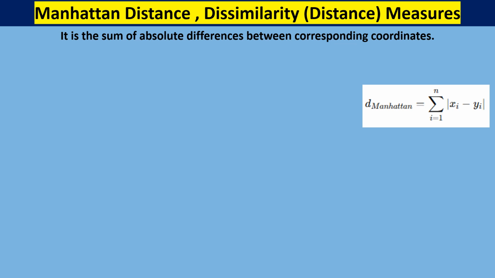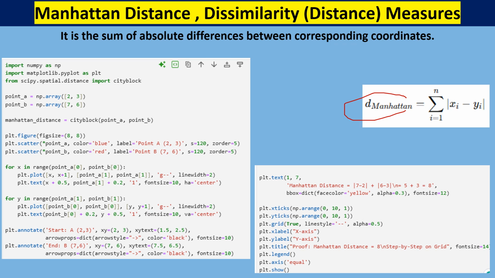Manhattan distance, also known as city block or taxicab distance, measures how far apart two points are if you can only travel horizontally or vertically, like along city streets. It is widely used in urban planning, robotics, and machine learning applications where movement is grid based. This is the Python formula and code; we have two points, 2, 3 and 7, 6.